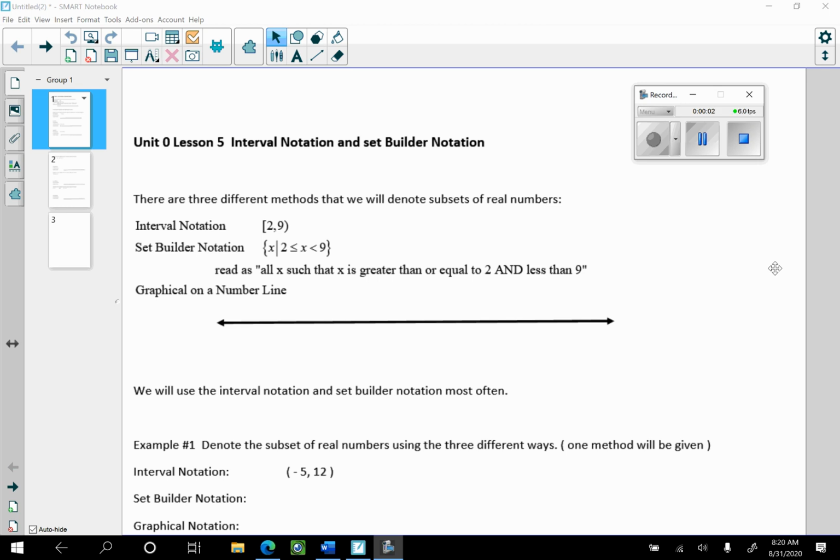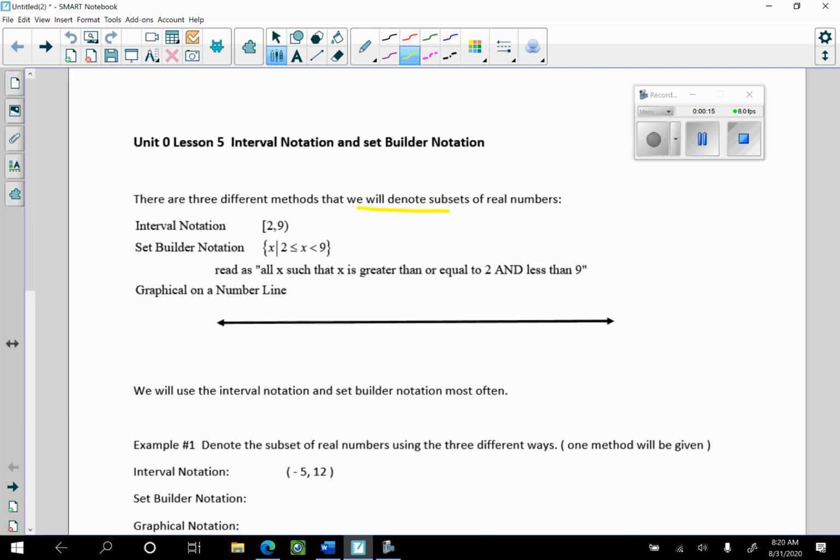Okay, this is a lesson about interval notation, set builder notation, just how to write sets of numbers. So this is all about writing sets of numbers right here, ways that we can denote subsets of real numbers. There's a lot of confusion about this bracket and parentheses thing, and I'll show you what you have been taught. Well, not what I taught you, but what other algebra teachers have taught you.